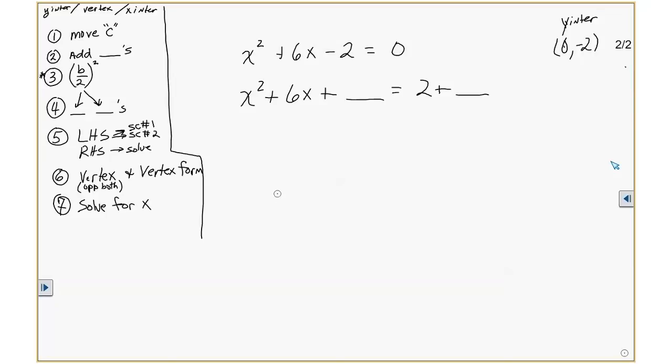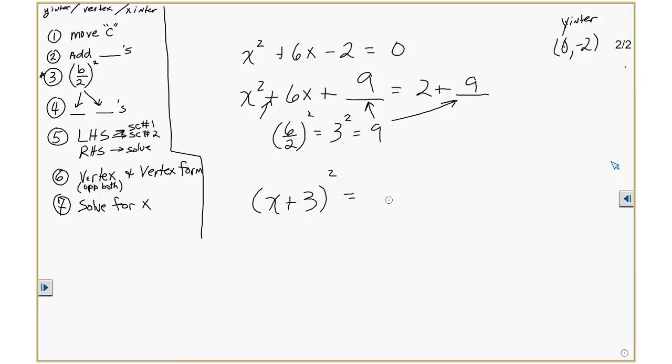Half of 6 and 3 squared. And that'll give us shortcut number 1, x plus 3 quantity squared is equal to 11. I'll let you find the vertex, put it in vertex form, and then continue with solving.